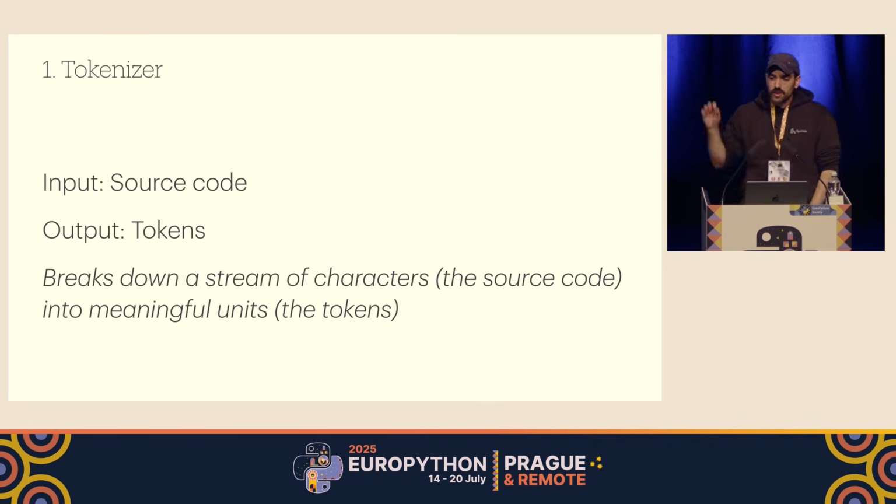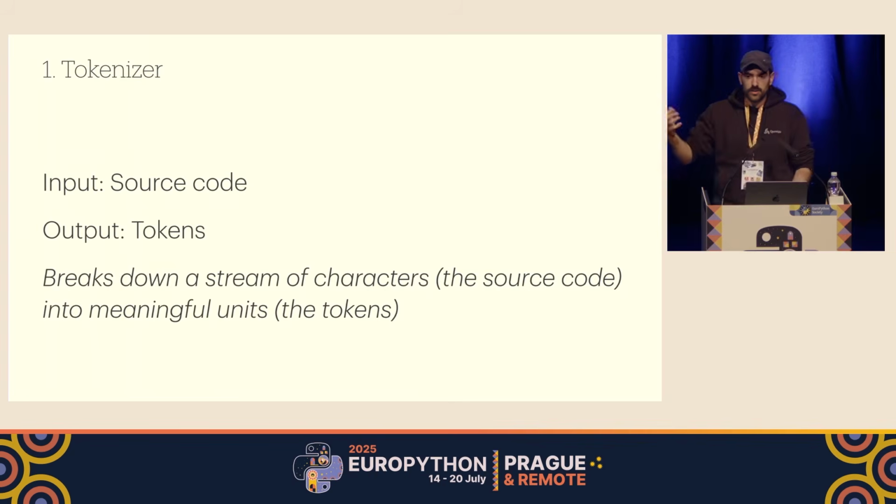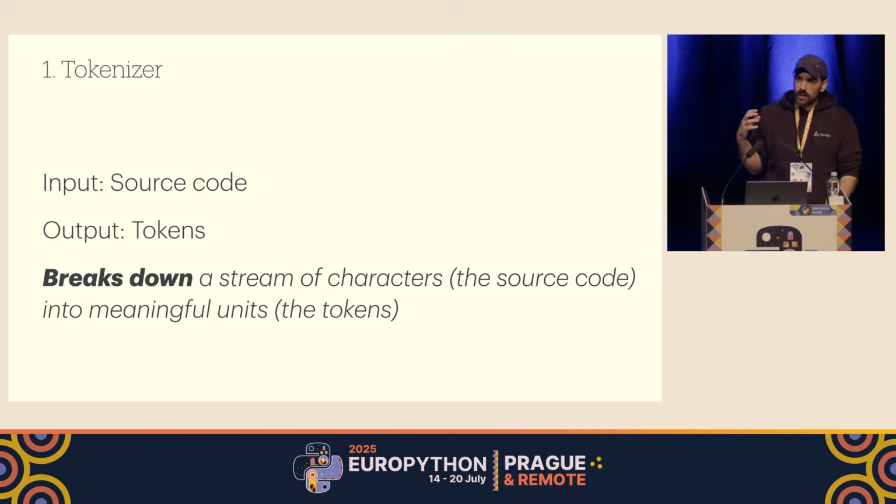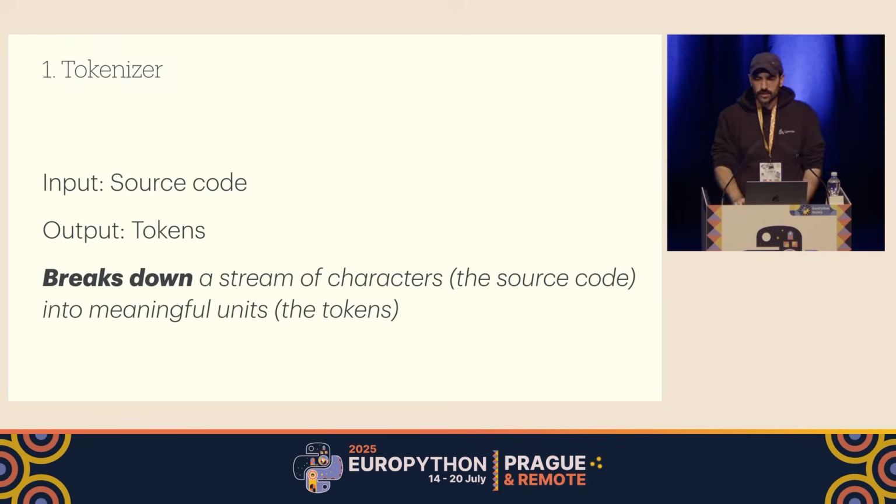So the tokenizer takes source code and produces tokens. Tokens are basically meaningful units of syntax that do not take into account things like white space or stuff that's not really relevant to running the code, just there as cosmetic formatting, basically. What the tokenizer does is break source code down into tokens.